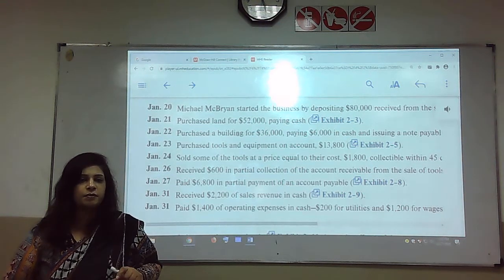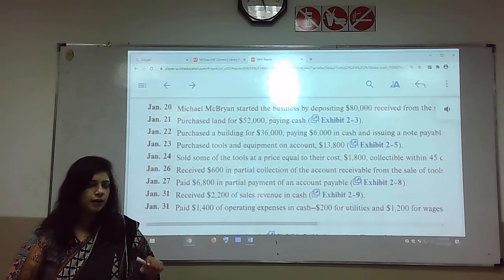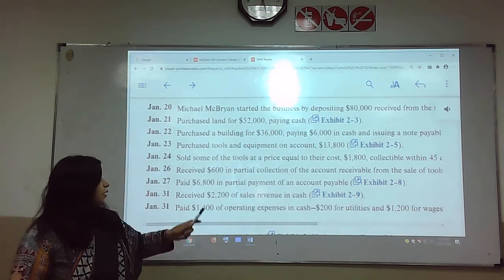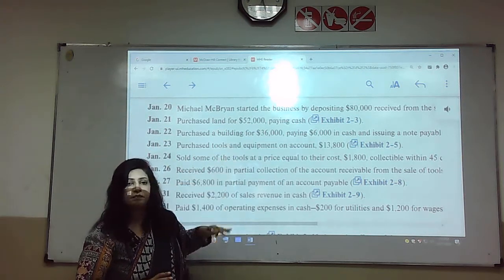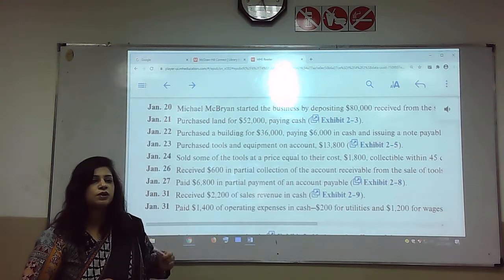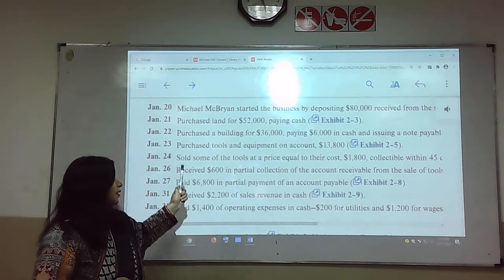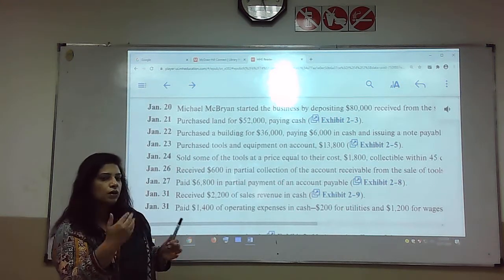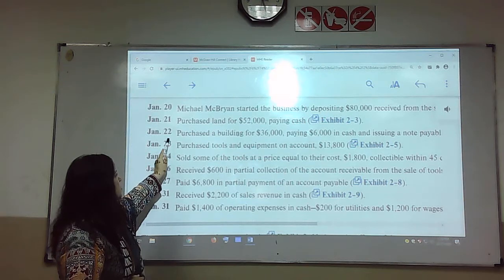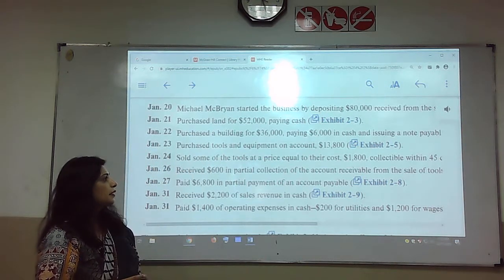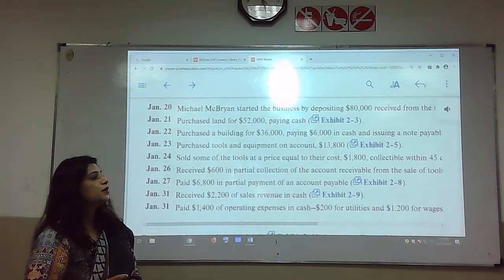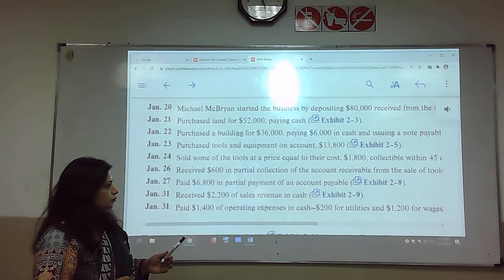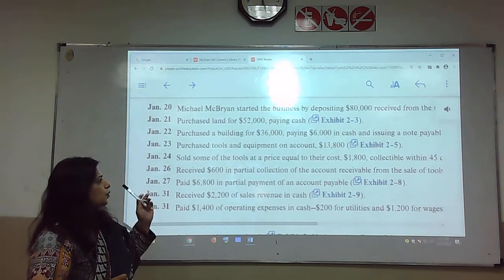So in accounting, you have to be very particular about what has been mentioned, what is implied, and what is explicit. So if they have purchased land and they say that it's paid for, then that means you're going to subtract this. So there's going to be a minus 52,000 from the 80,000 that you initially got deposited. Then the next, January 22, is purchase a building for 36,000, paying 6,000 in cash and issuing a note payable. So for the remaining amount, you had the 30,000 in notes payable.